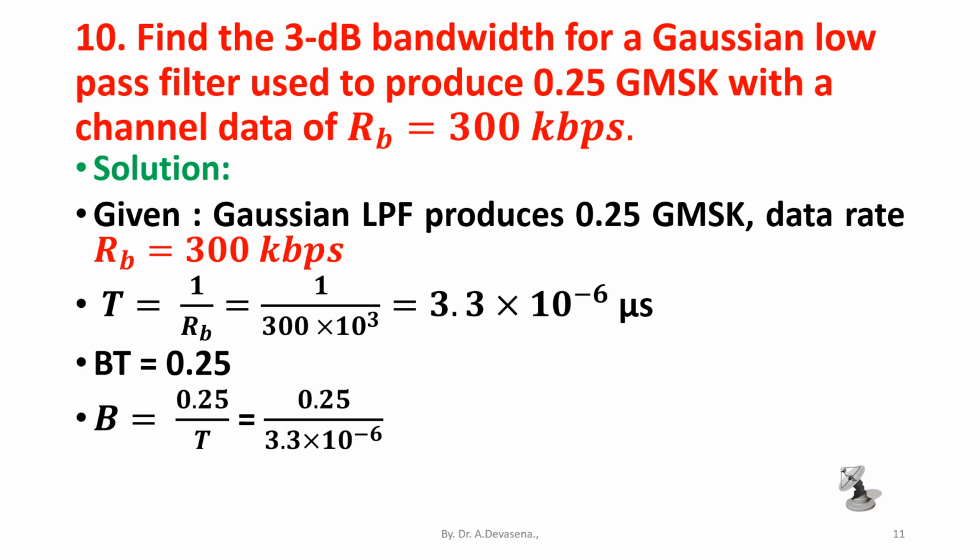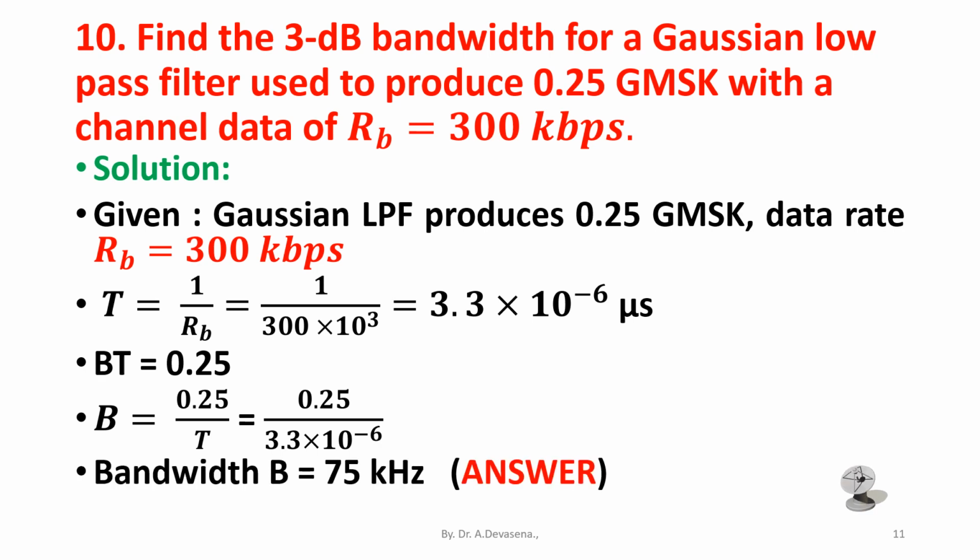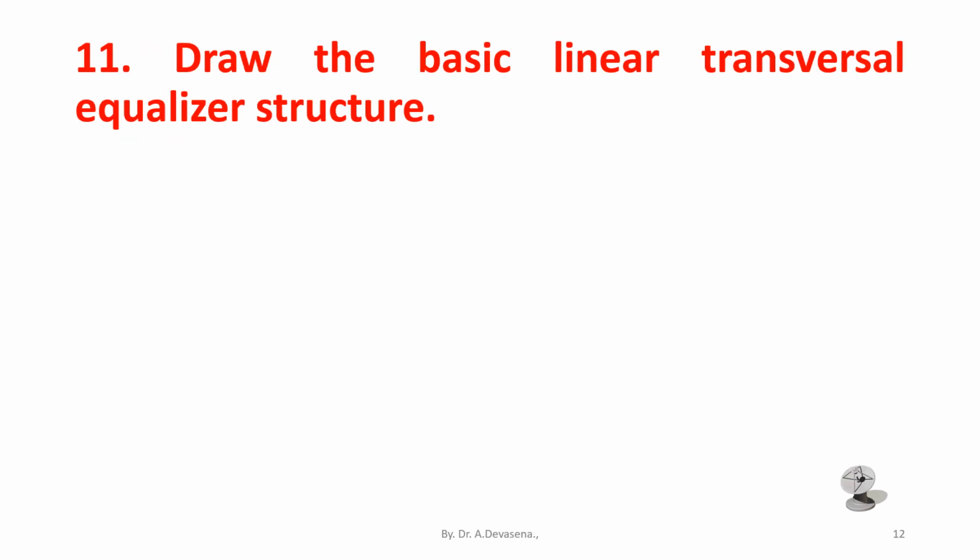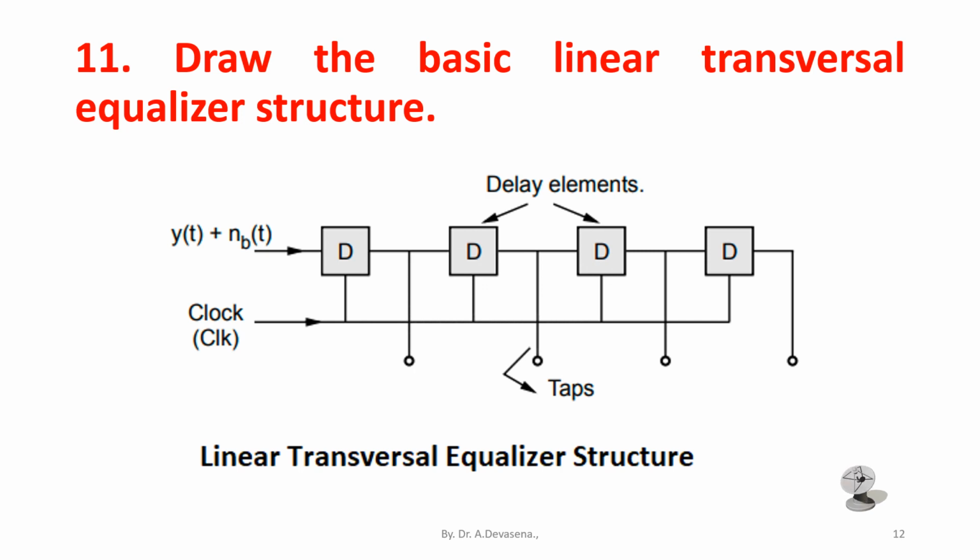So B is equal to 0.25 divided by capital T, that is equal to 0.25 divided by 3.3 into 10 power minus 6, that is bandwidth B is equal to 75 kilohertz. This is the answer for this problem. Question number 11. Draw the basic linear transversal equalizer structure. Here is a representation of basic linear transversal equalizer structure.